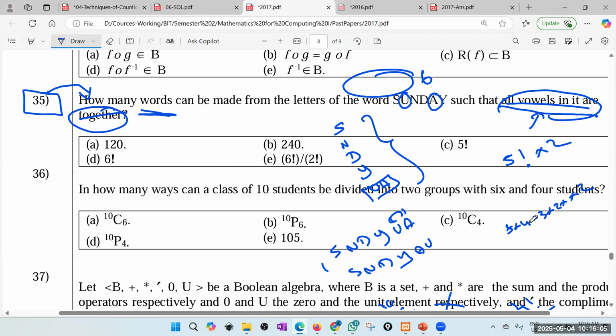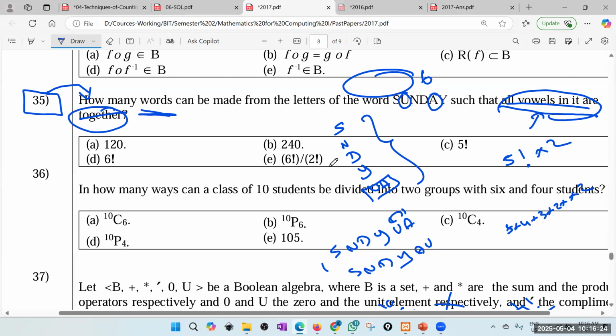Why do we multiply by 2? Because these two guys can change, U and A. If there are three vowels, then we have to multiply by 3, not 3.